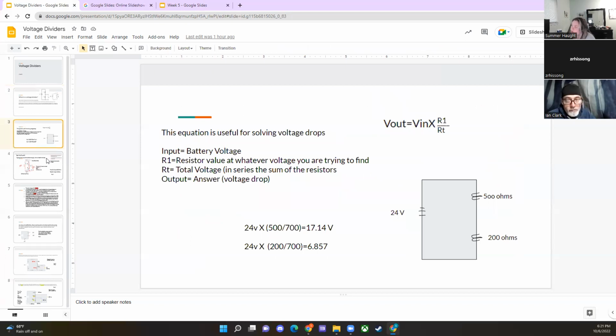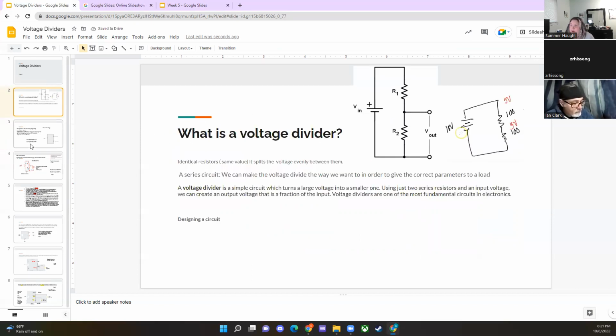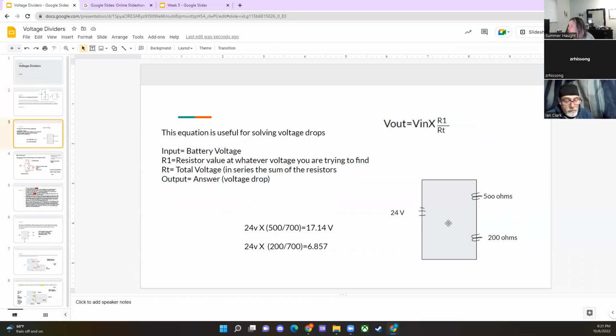So we're also introduced to this new equation, which is written here. V out equals V in times R1 over RT, where R1 is just whatever resistor you are working with. An example of how you would use this equation is shown in this circuit. We have our 24-volt battery, which, like I said, is your V in. We were also given two resistors, one at 200 ohms and one at 500 ohms. That is enough information to use this equation and calculate what V out is.